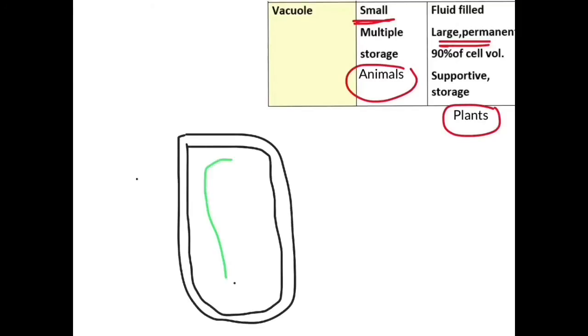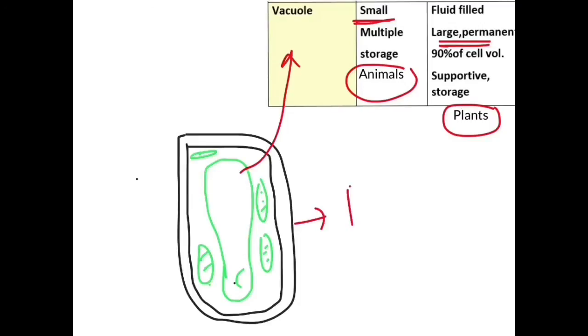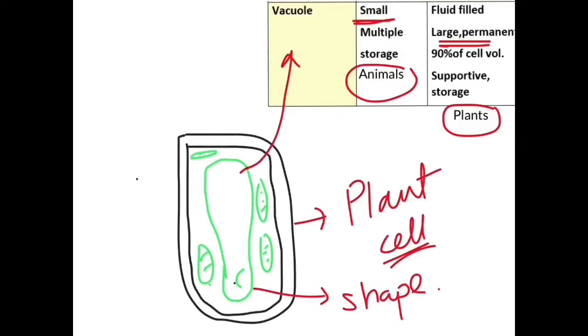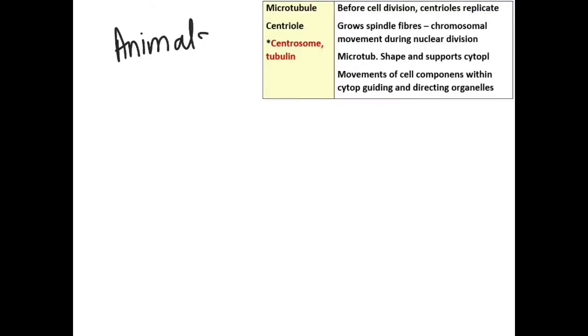Now, vacuoles. Small and temporary vacuoles are found in animals for storage. Large and permanent vacuoles are found in plants. This is the plant cell vacuole. It gives a supportive hold as it occupies 90% of the cell's volume and it functions as storage too. Then, microtubules and centrioles. Firstly, centrioles are found only in animal cells. They contribute their role in cell division.